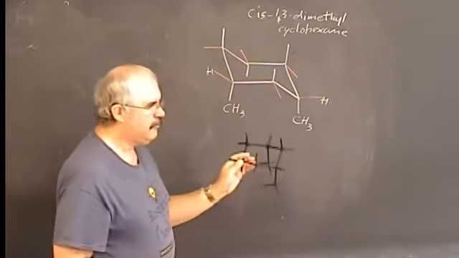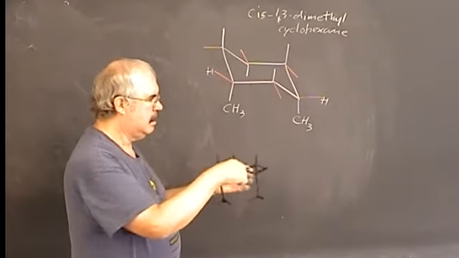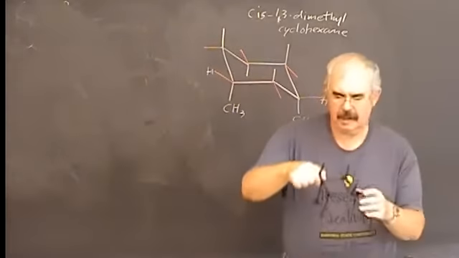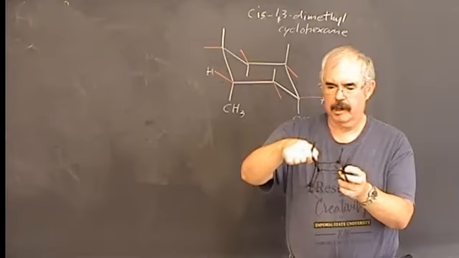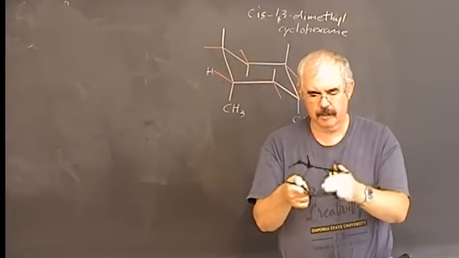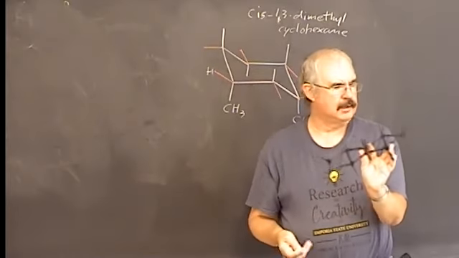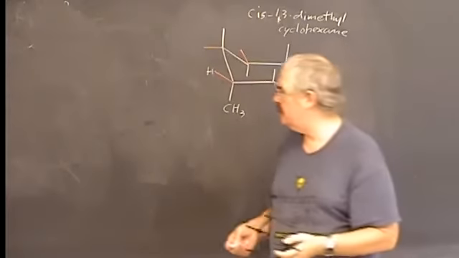When I do a conformational change, that is, I take this carbon that's up, I bring it down, and I bring this other one that was down, I bring it up. Notice what that does. That puts both of these methyls into the equatorial position.